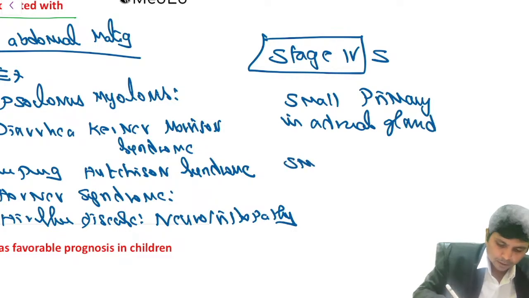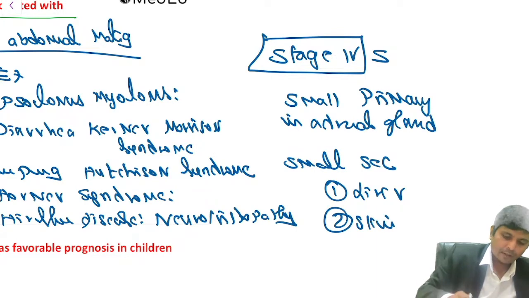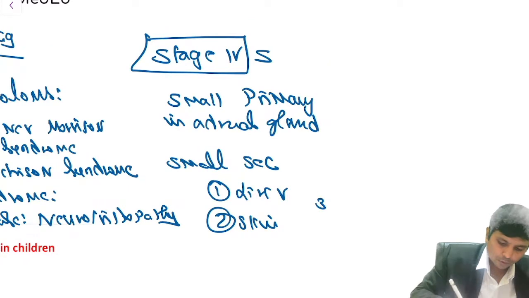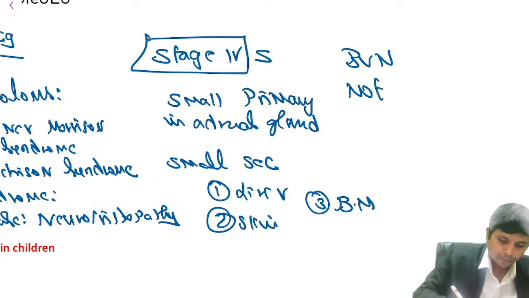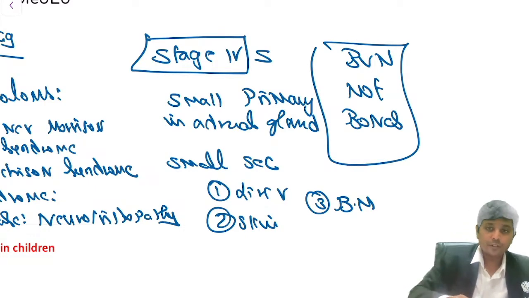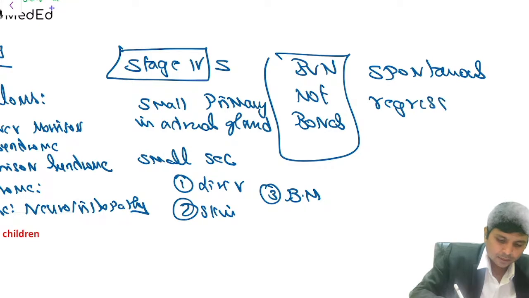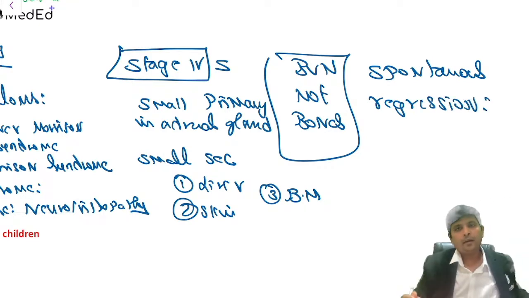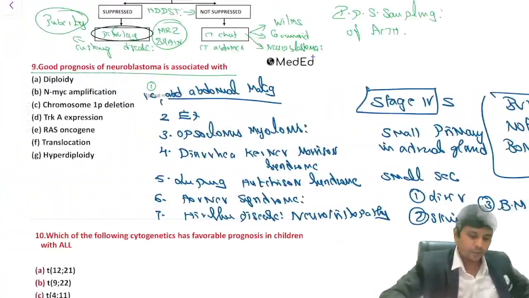Stage 4S is a small primary in the adrenal gland, followed by small secondaries in liver, skin, as well as bone marrow. But remember, I repeat, not bones. Stage 4S is prone to spontaneous regression.